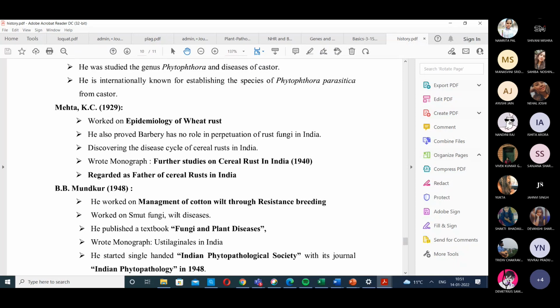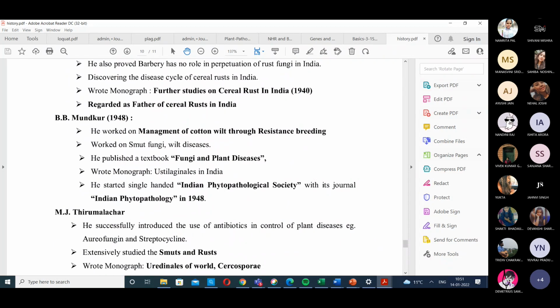Then B.B. Mundkur, he worked on management of cotton wilt through resistant breeding. He published a book, Fungi and Plant Diseases. He was the first person to start the Indian Phytopathological Society, and we still have this society with its journal, Indian Phytopathology. This journal is right now published by the publisher Springer, and papers are still being published about phytopathology in this particular journal.